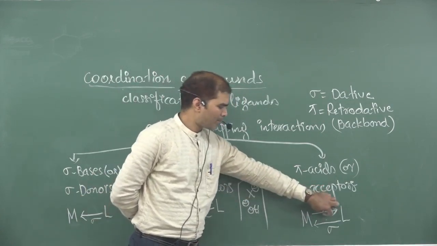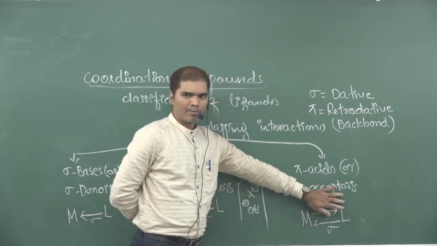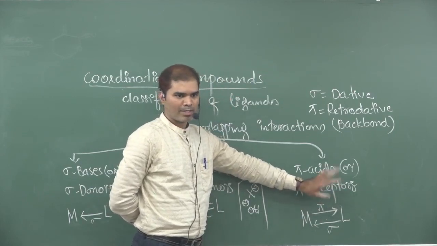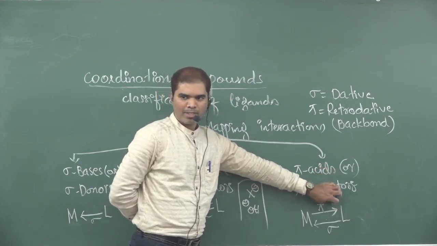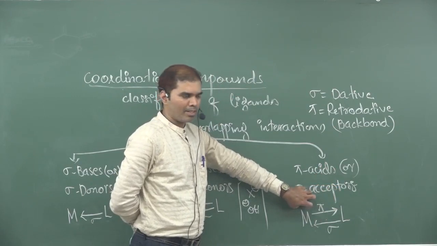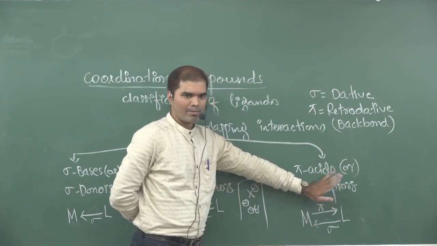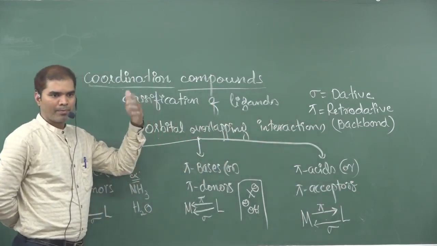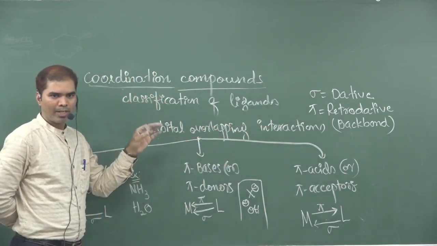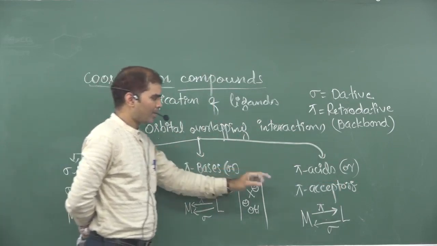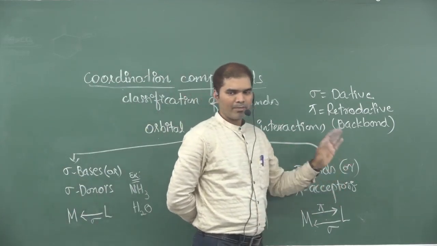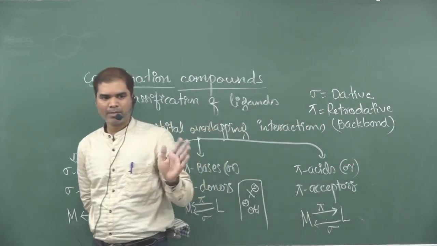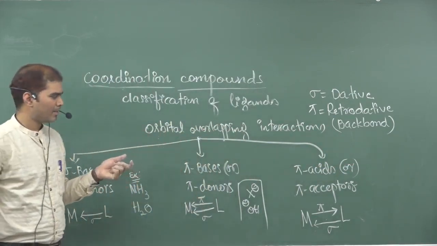If it has to accept from the metal, such a ligand should have vacant pi orbitals in it. Only if it has vacant orbitals and the metal has a filled shell will such a thing happen, or else it will not happen. If I choose carbonyl, carbonyl will definitely have a vacant orbital. So due to that vacant orbital only, acceptance will occur. If there is no vacant orbital, pi acidity will not exist.